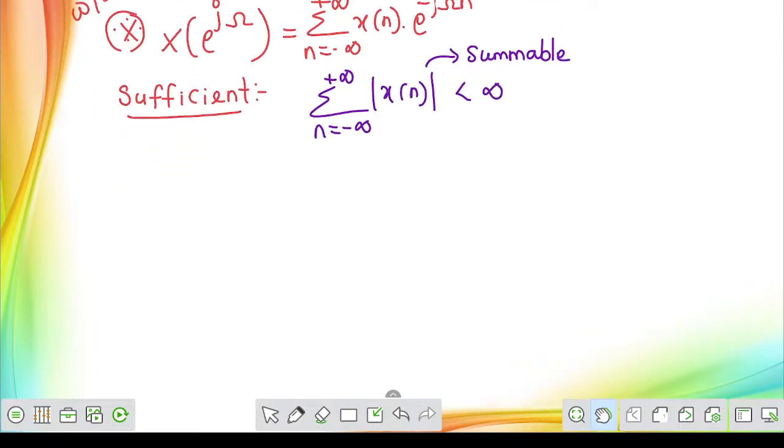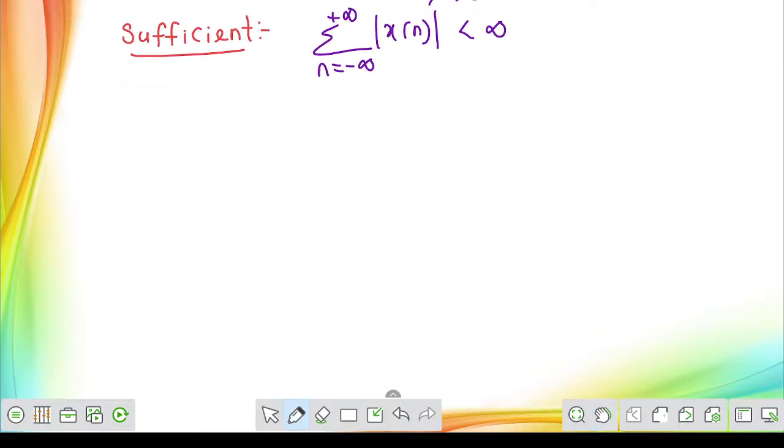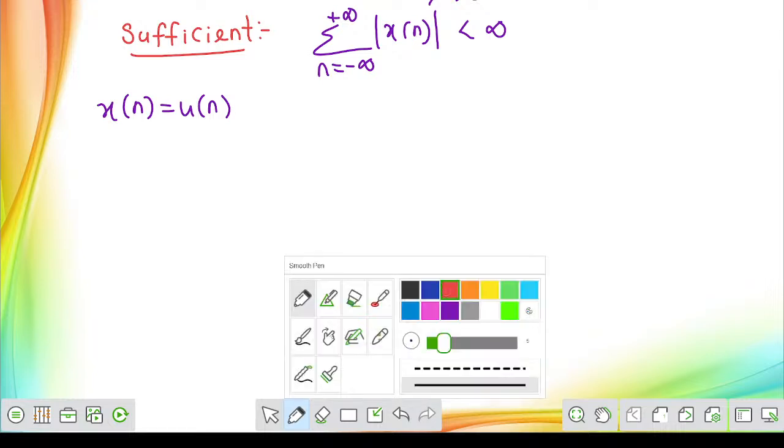I'm just showing one small example. Suppose in the exam it is given: find the discrete time Fourier transformation of the step signal u of n. How will you do this? Suppose you don't know. See, don't directly write. Some of you blindly make mistakes.